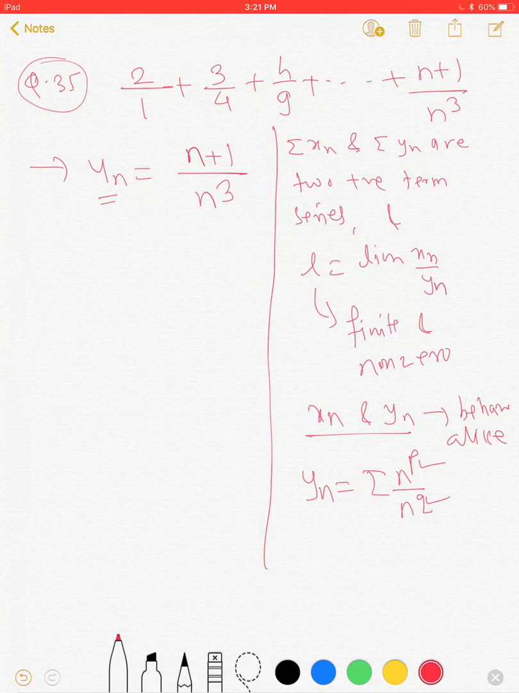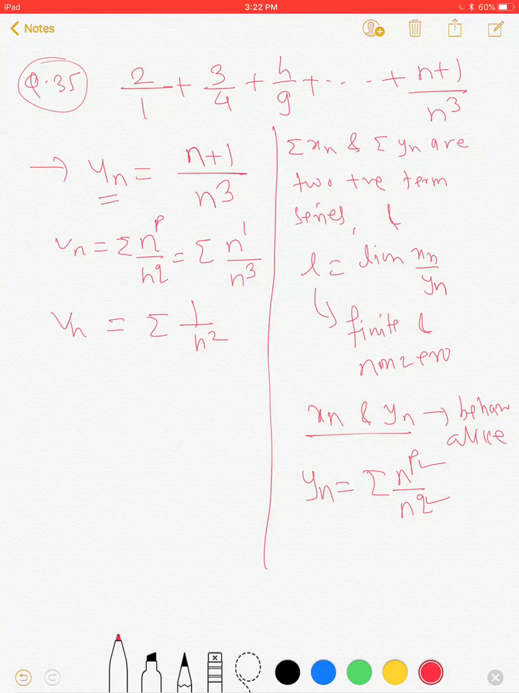As the given series is un, we can take another series vn equal to n raised to the p upon n raised to the q. Here p is the highest power of n in the numerator, that is n raised to the 1, and in the denominator it is n cube, so it becomes 1 upon n square. So this is the series vn. The nth term of the series is 1 by n square.